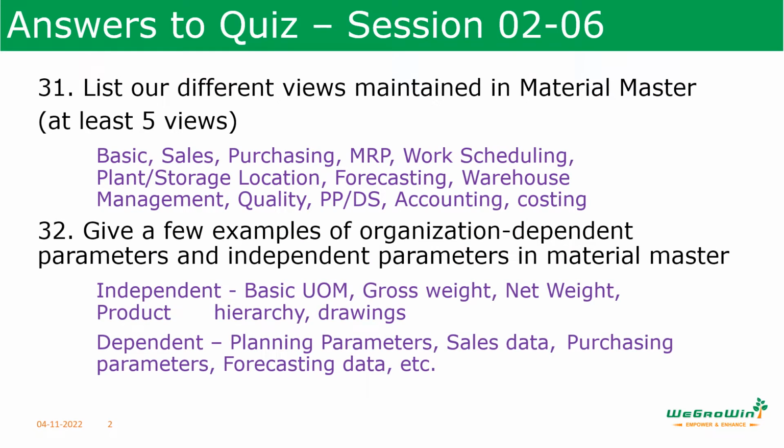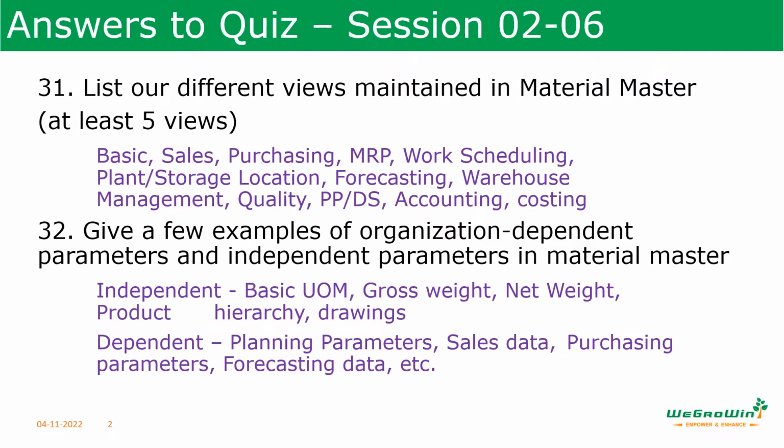Then we asked for examples of organization-dependent and independent parameters in Material Master. Independent parameters are like basic unit of measure, gross weight, net weight, product hierarchy, drawing. All these things are not going to change whether it is in one plant or another plant, in one company code or another company code. If it is defined in one client, it is going to be the same across all the companies and all the plants. That is what is independent.